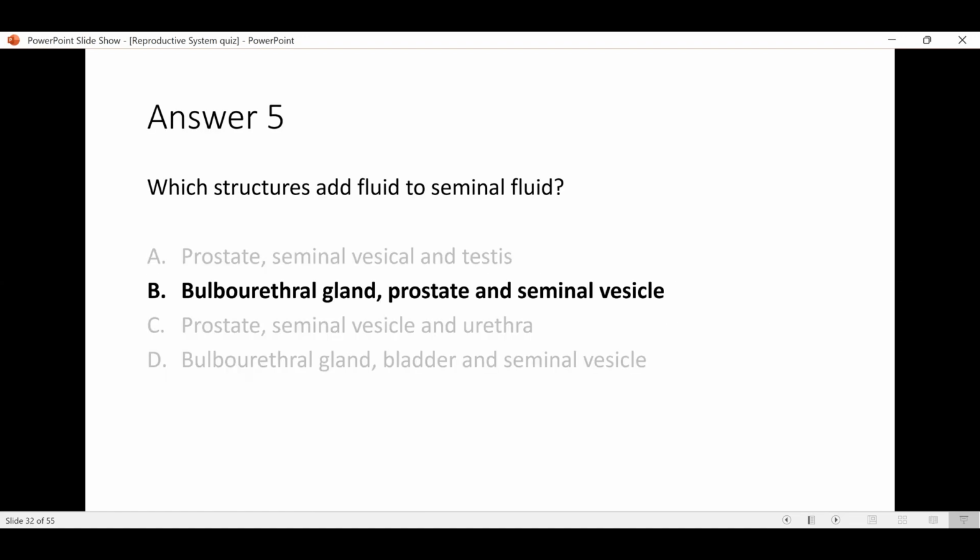Answer 5. Which structures add fluid to seminal fluid? Bulbourethral gland, prostate, and seminal vesicle. So there's quite a lot of things adding fluid there. So it's obviously an important function for the body.